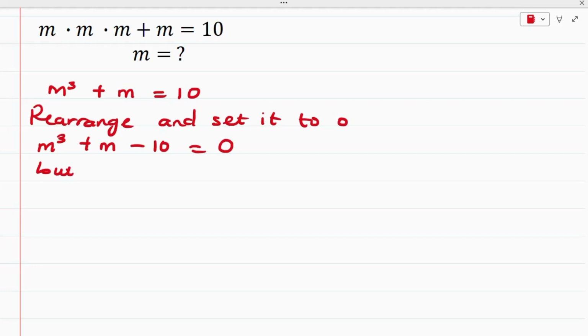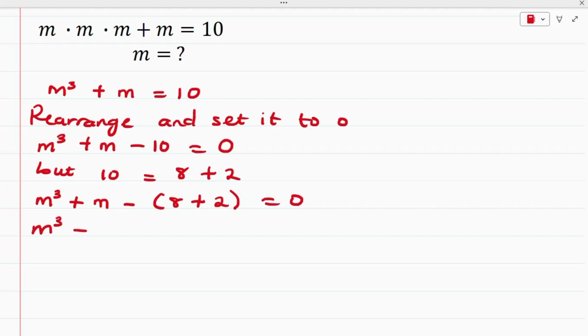But we simply know that 10 can be written as 8 plus 2. Now 10 can also be written as 5 plus 5, 6 plus 4. But we just want to look at the two numbers that are going to help us solve this equation without much stress, and those two numbers are 8 plus 2. So putting this into the equation, we have m cubed plus m minus (8 plus 2) is equal to 0. So right here we have m cubed plus m, minus multiply 8 is minus 8, minus multiply plus 2 is going to give us minus 2, which is equal to 0.